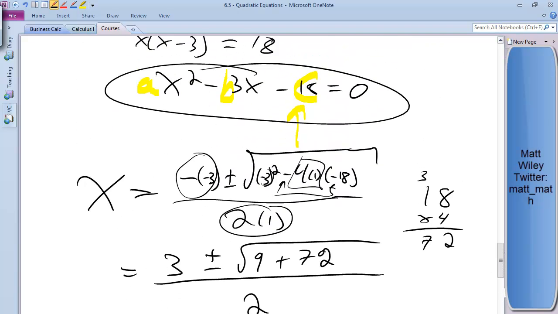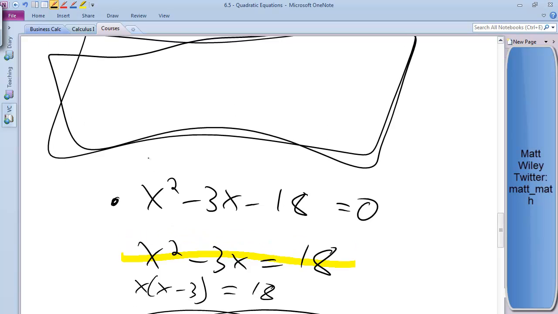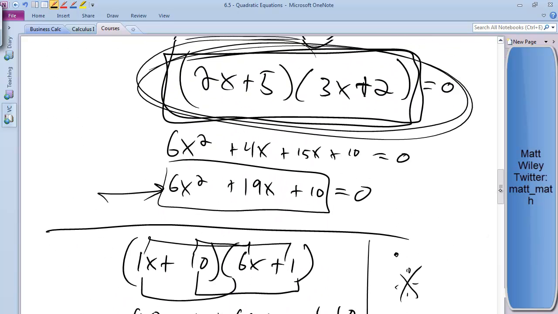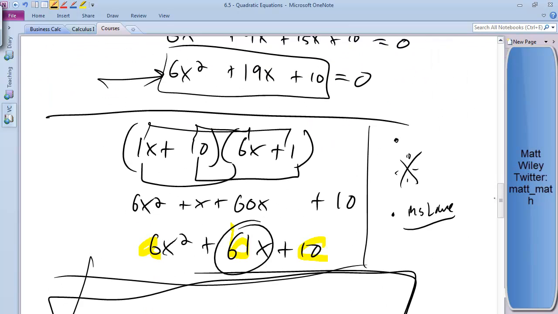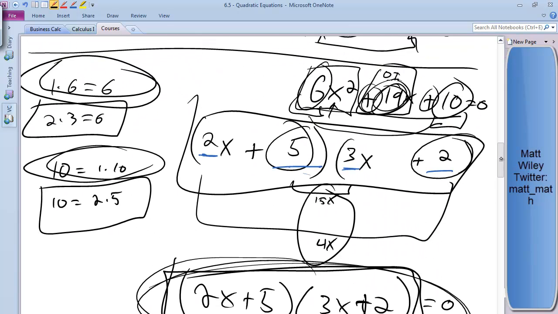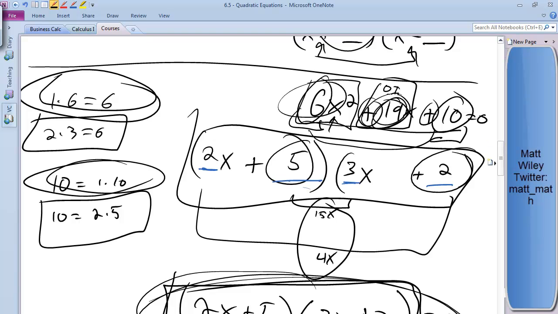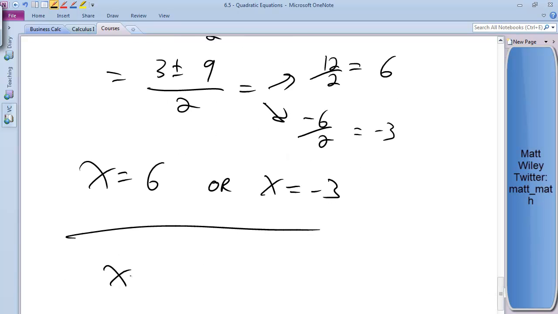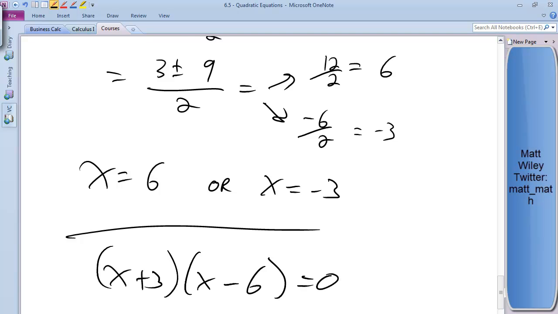But remember something. This equation, x squared minus 3x minus 18, was one we'd already worked up here before I erased things to solve this format of it. Remember when we factored it before, we'd gotten this answer. We'd gotten the answer x plus 3, x minus 6 equals 0.